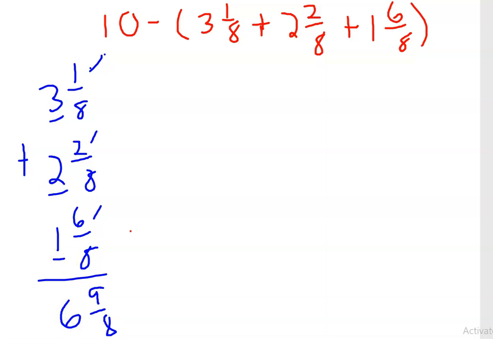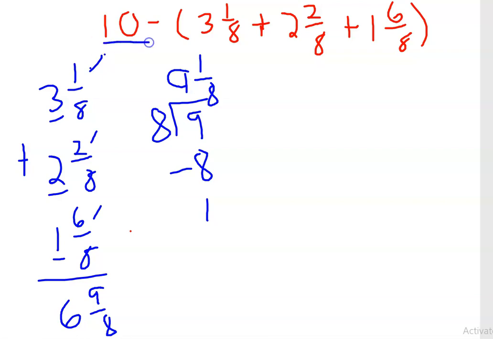So 9/8 is an improper fraction. We have 8 going into 9, it goes one time, so it's 1 1/8. Then we add our 8 to it, so it's 9 1/8. So now we need to subtract that from 10. So let's go ahead and bring our 10 down. So we have 10 minus 9 1/8. Well, you're going to have to regroup here because you have 10 0/8.